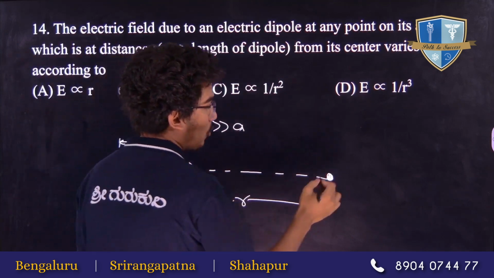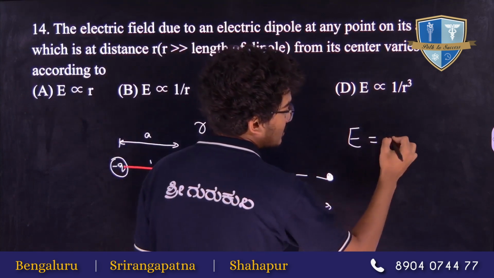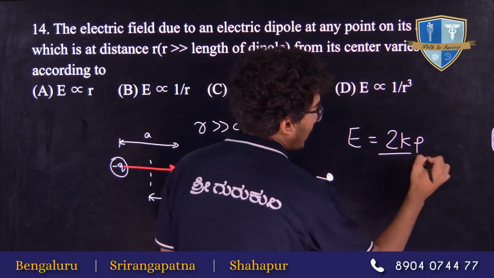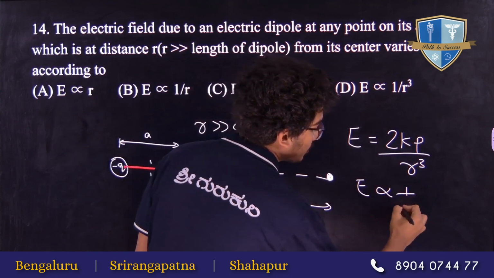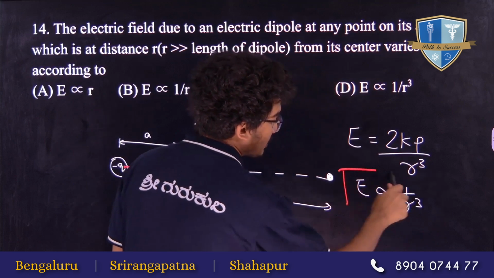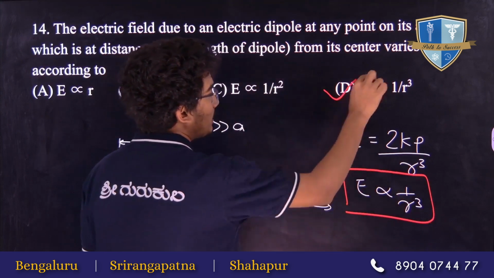So the electric field formula at this distance is 2kp by r cube. So E is inversely proportional to r cube. So the correct answer will be option D.